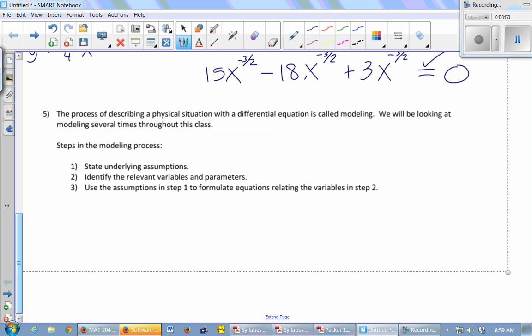So the process of describing a physical situation with a differential equation is called modeling. We'll be looking at modeling several times throughout this class. Some steps in the modeling process are: state your underlying assumptions, identify the relevant variables and parameters, and then use your assumptions from step 1 to formulate an equation using the variables from step 2.